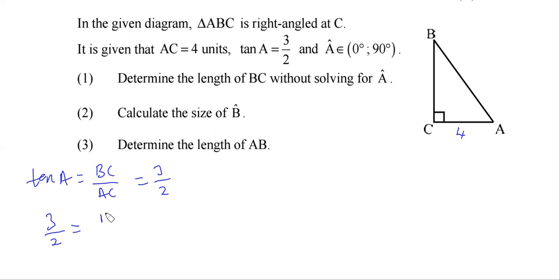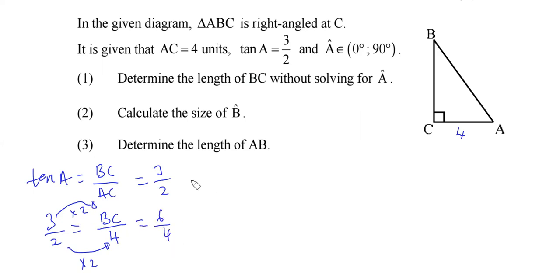we are looking for BC here. We'll determine the length of BC without solving A. So BC over 4. To get to 4, what did we do there? We multiplied by 2, so we also have to multiply there by 2. These are equivalent sides, so 3 over 2 is simplified already. We need to find BC, which is the original value. So 3 times 2, we get 6. So it's going to be 6 over 4.